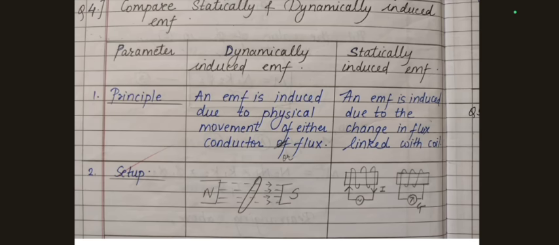That type of EMF, when it is produced, is called dynamically induced EMF. And statically induced EMF is when the EMF is induced due to the change in flux linked with the coil. Here the movement of the coil is not there, don't get confused. In statically induced EMF, only the flux linked with the coil is changing. That is why the EMF is produced in statically induced EMF.